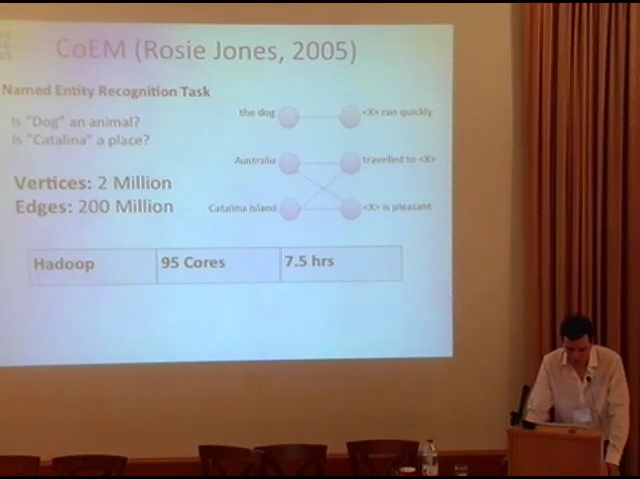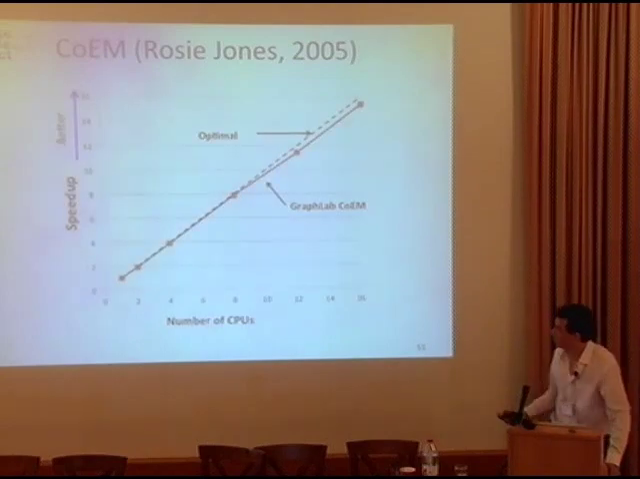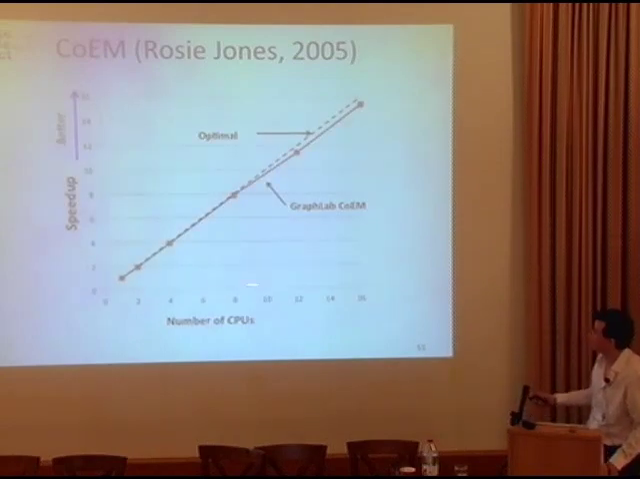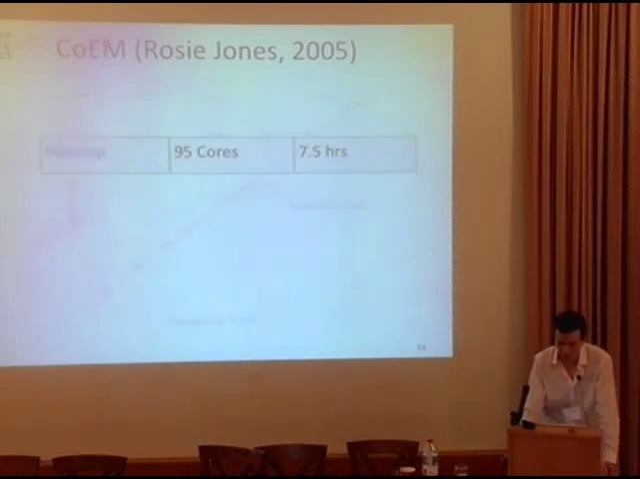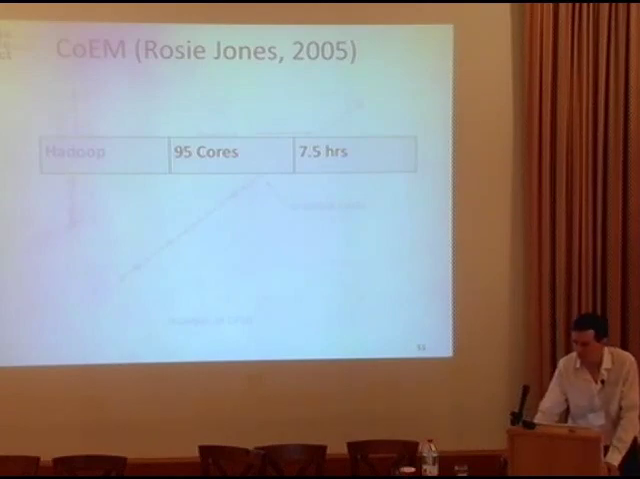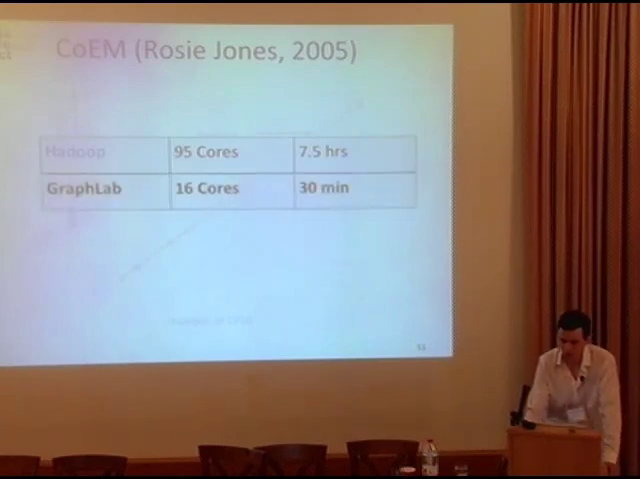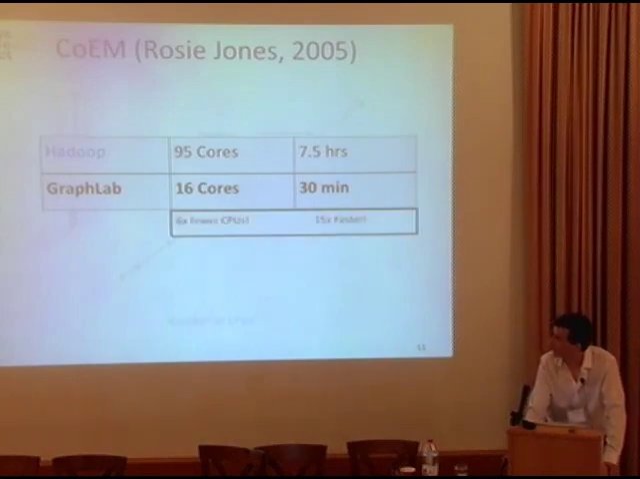Then they learned about GraphLab, and they tried it out, and GraphLab gave them pretty good scaling. As you increase the number of CPUs, their scaling was actually pretty nice. And this is the multicore version of GraphLab. With it, something that took Hadoop with 95 cores 7.5 hours took 30 minutes with 16 cores on GraphLab. So that's 6 times fewer CPUs for a 15 times speed up. So they're pretty happy, I think.